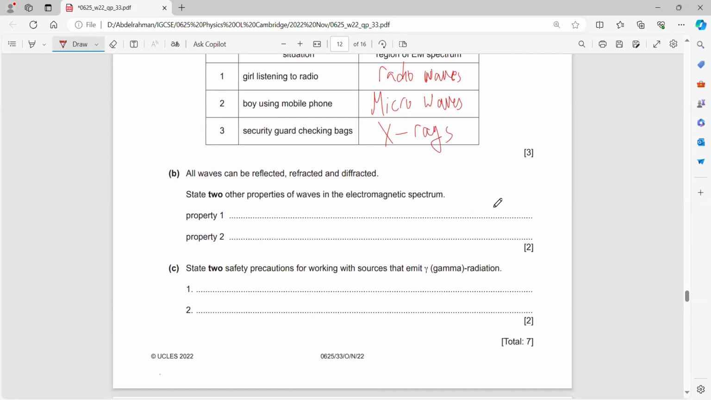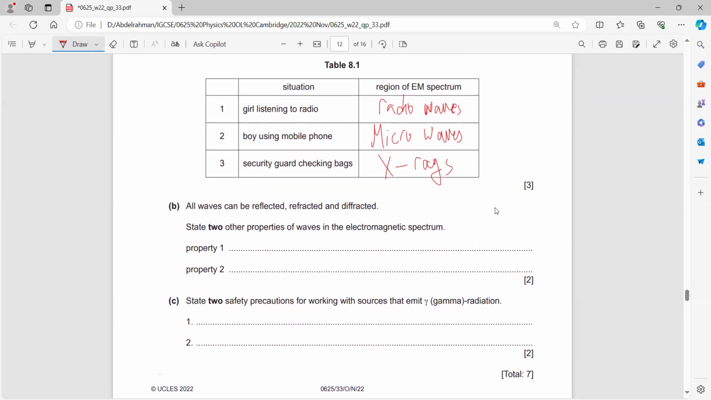All waves can be reflected, refracted, and diffracted. State two other properties of waves in the electromagnetic spectrum. They have the same speed of 3 times 10 to the power of 8. Same speed. What else? They can travel in a vacuum. Travel in a vacuum. What else? They're all transverse. Oh, I can write down they travel in a vacuum, أو you can say that they are transverse. Okay.